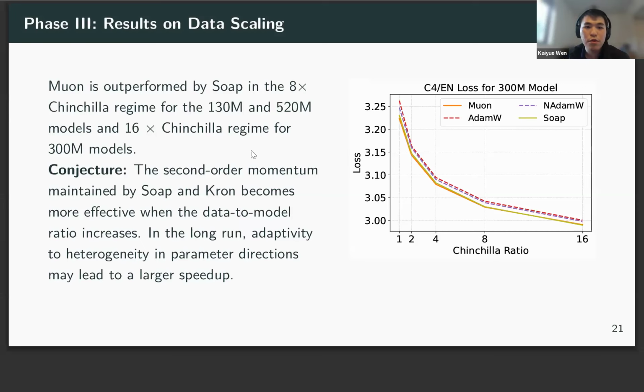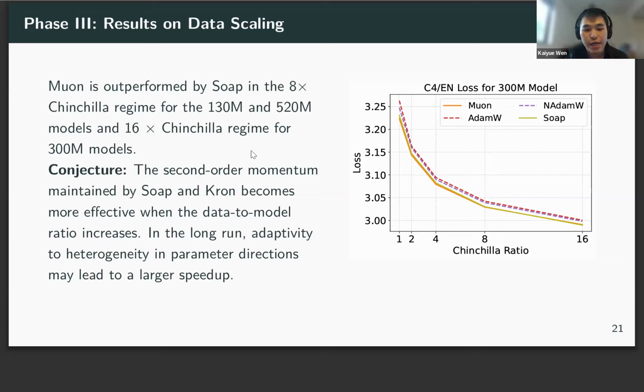And on the result of data scaling, we also observed another shortcoming of Muon, but this one may not be that significant. In all the model sizes that we study, Muon will always be outperformed by SOAP once it is roughly overtrained in the 8x Chinchilla region, except for the 300 million model. For the 300 million model, we ran the experiment at 16x Chinchilla, and we observe that actually SOAP is overtaking Muon. Although you can see from the plot that the difference is definitely not large, still the order will flip when the Chinchilla ratio increases.